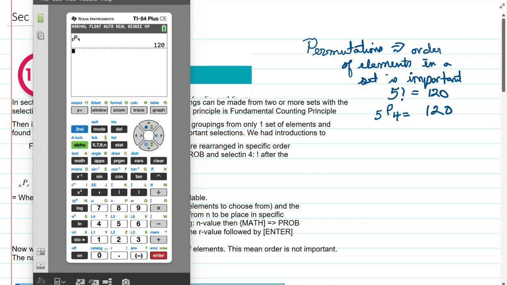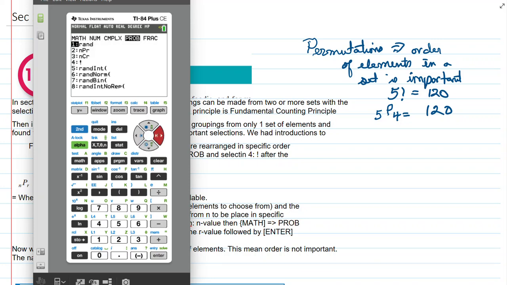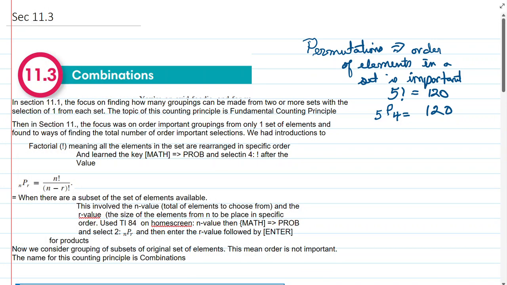And we would get 120. Well, let me look at 5 factorial. Maybe I did bad math there. Sorry. It is 120. So those happen to be both the same. That's unusual. But we're talking about how many in order elements in a set are important. Order is important. Well, now we're going to talk about combinations.